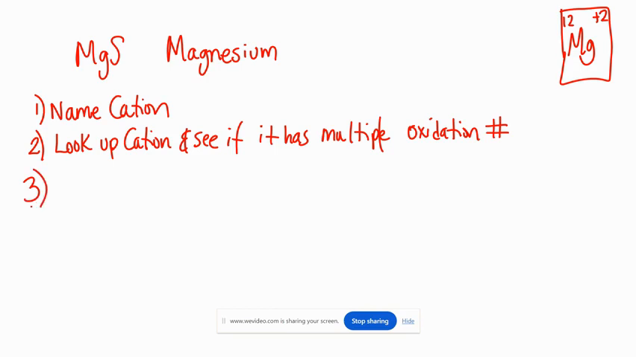All right. Step 4 then, if it doesn't have multiple oxidation numbers. If it has multiple oxidation numbers, you're going to go to step 3, which I'm going to fill in a minute or two.